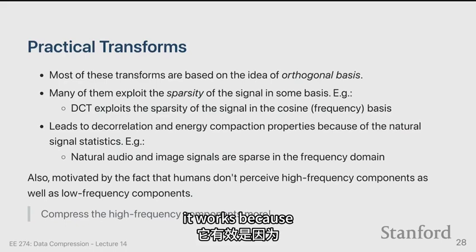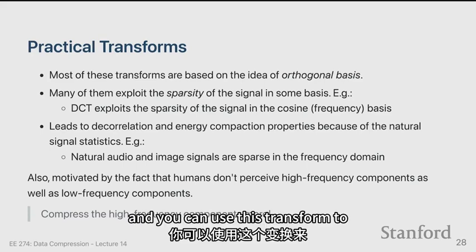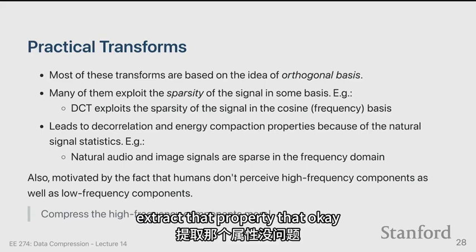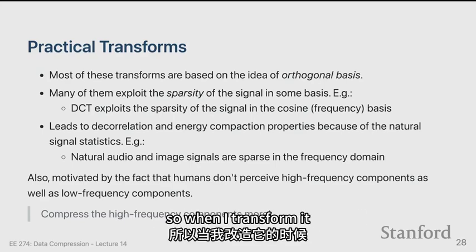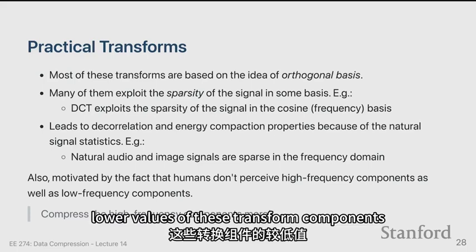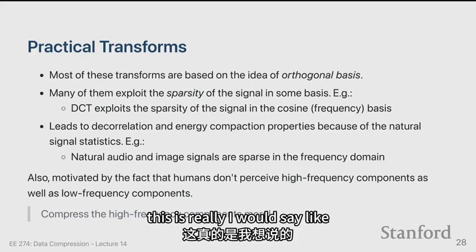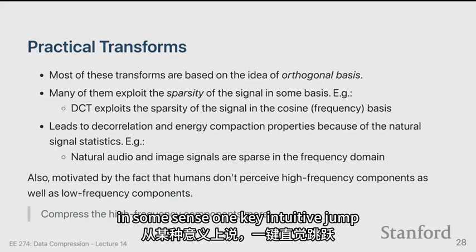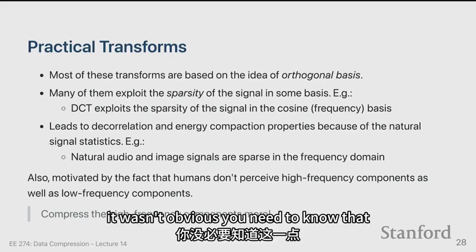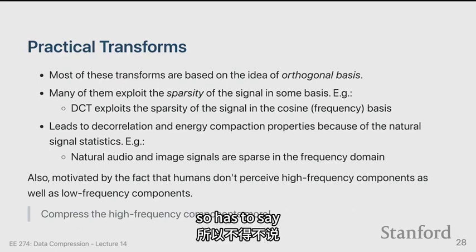It works because your signal itself has statistics, and you can use this transform to extract that property that it is sparse in higher frequency components. So when I transform it, I'll get lower values of these transform components. Okay. This is really, in some sense, one key intuitive jump. It wasn't obvious. You need to know that the world around you is sort of low pass filtered, so as to say.